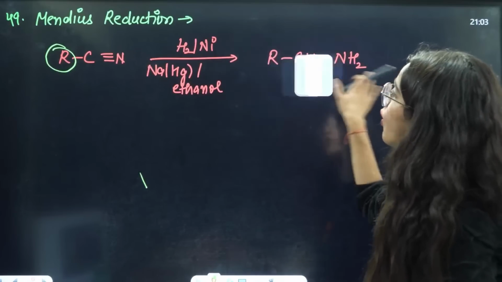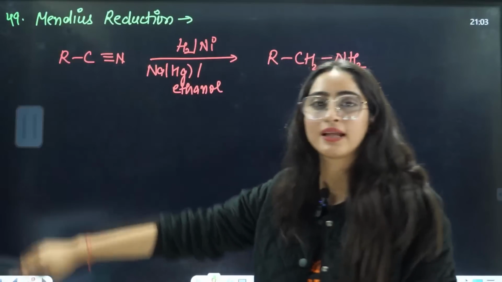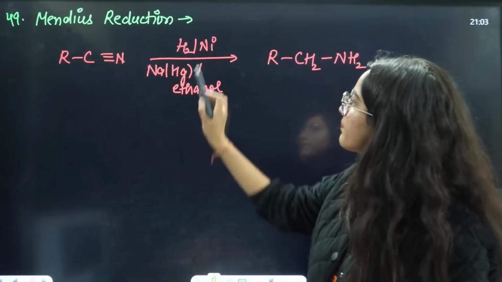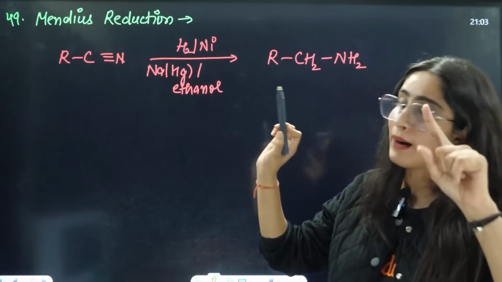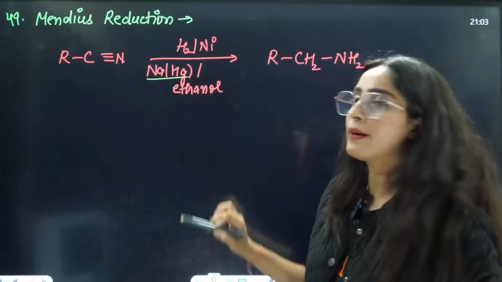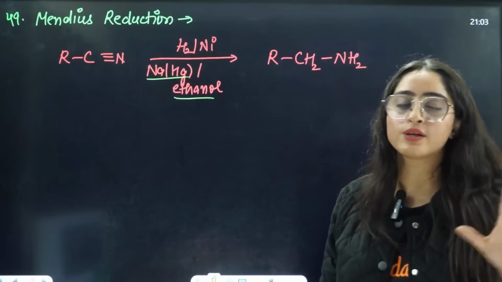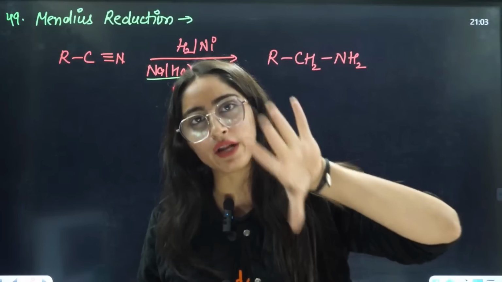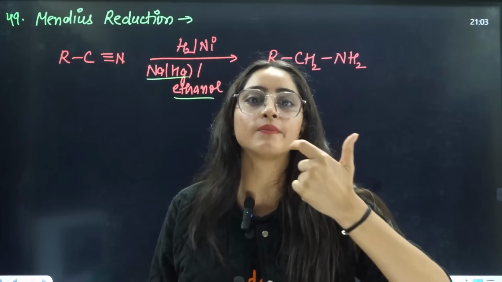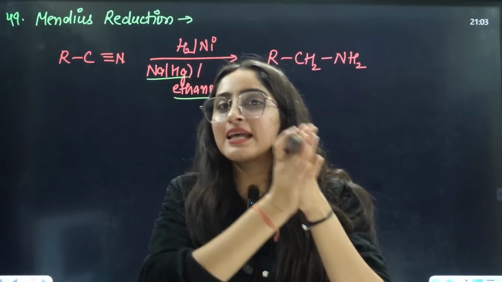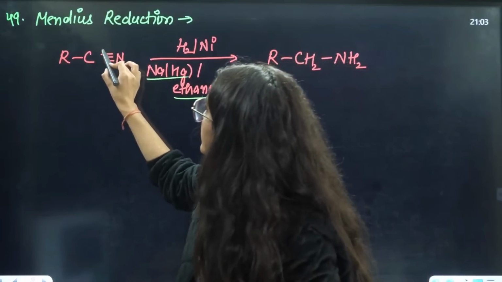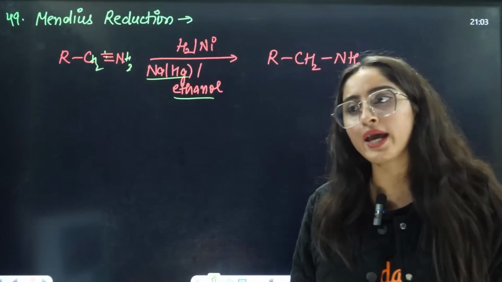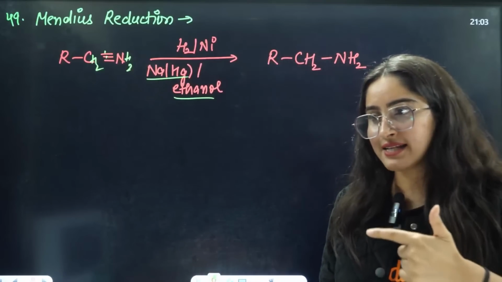You have more number of carbon in the alkyl chain. What is the reagent that you use here? Hydrogen in presence of nickel. But one more thing, sodium amalgam and ethanol is also used here, right? RCN is converted by breaking these pi bonds and attaching H2, attaching H2. This will be formed, okay?